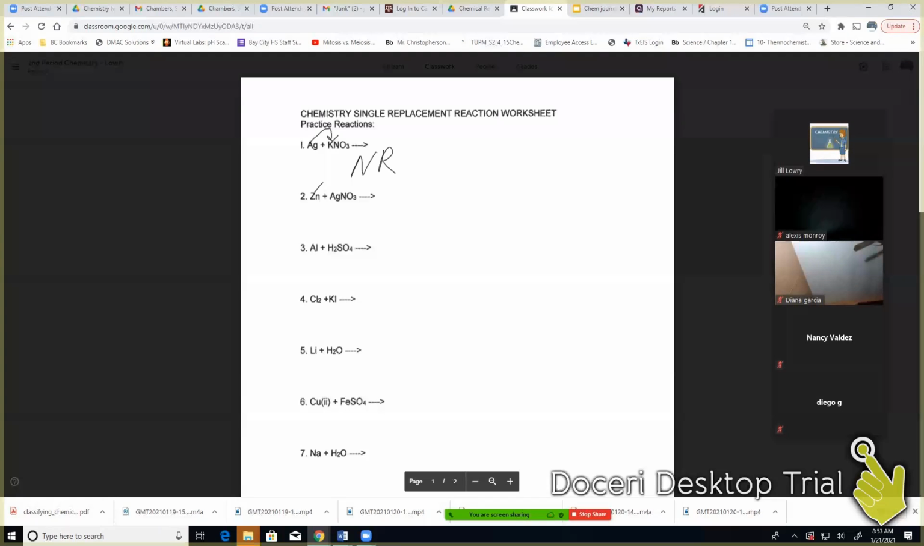My next one, zinc, is trying to replace the Ag. So is zinc higher than Ag? Yes, so that's going to be a good reaction. So I'm going to write it. And now my Ag is by itself. And now I need to find zinc nitrate.